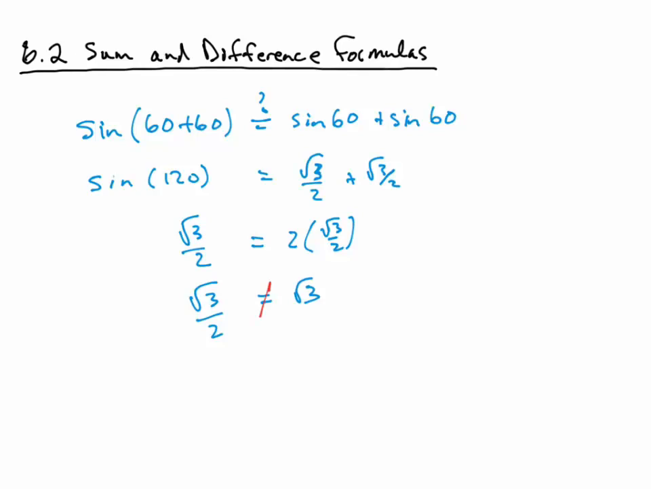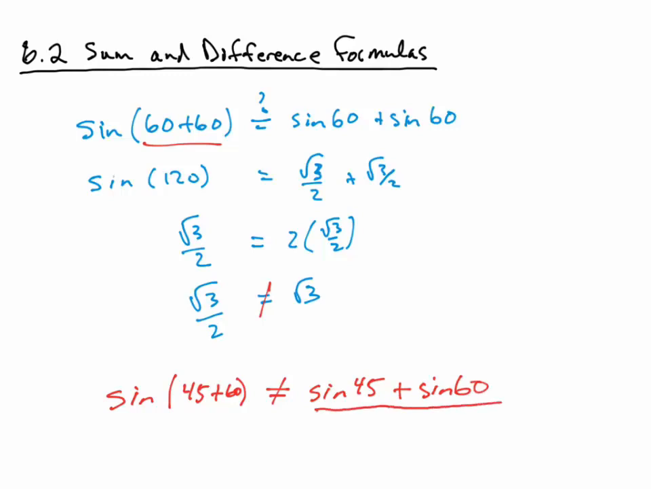So the point is, we did 60 plus 60, but if we have something like 45 plus 60, that does not just equal sine of 45 plus sine of 60. Now, it would be nice if it did, because 45 and 60 are both on the unit circle. But on the left, sine of 105 is not on the unit circle. So we need a strategy to solve something like this when we have an angle that is not on the unit circle. And that's where the sum and difference formulas come into play.